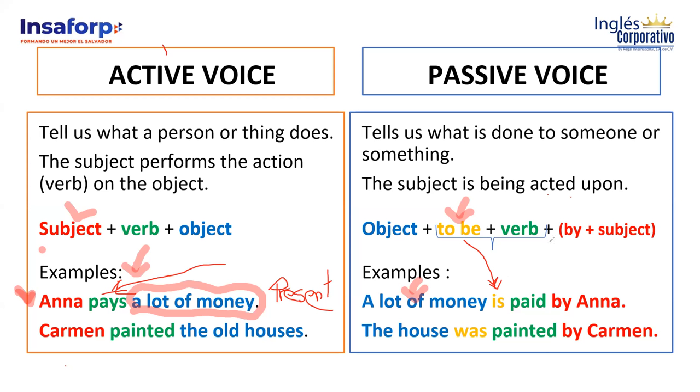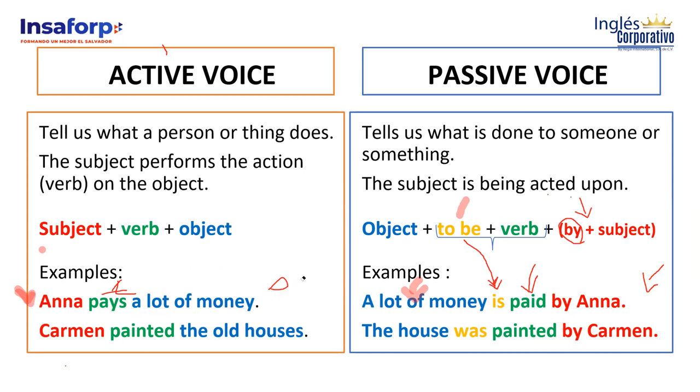And after that, la fórmula me dice que tengo que tener el verbo en past participle. Entonces, what is the past participle of the verb pay? Paid. Okay. Y después me dice la fórmula que puedo incluir el sujeto al final acompañado de la palabra by. So, my passive voice results like, a lot of money is paid by Ana. Y ya tengo mi passive voice. Did you understand the movement that I did? Yes. Okay.